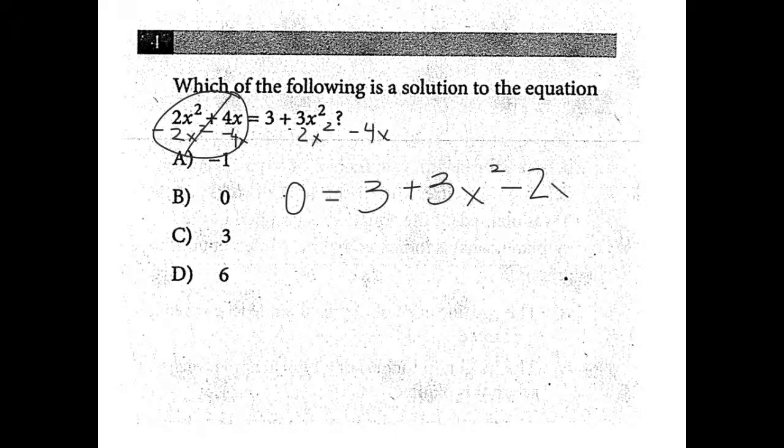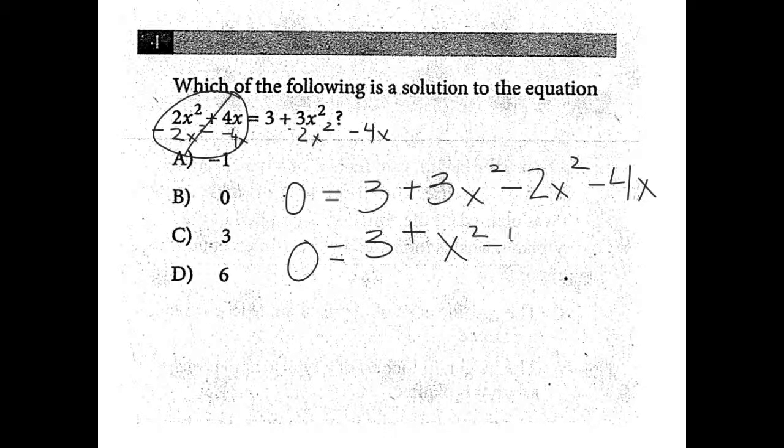So now that we've subtracted both these terms from that side, we'll have 0 equals 3x plus 3x squared minus 2x squared minus 4x. Now when you combine like terms, you have 0 equals 3 plus x squared minus 4x, and we can rearrange this to the standard form that we use when we factor. So x squared minus 4x plus 3, and this will factor to be x.